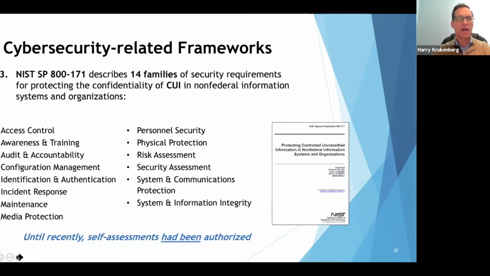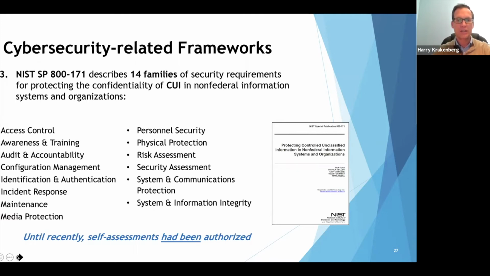And that is governed by NIST Special Publication 800-171. Now, 800-171 describes 14 families of security requirements for protecting the confidentiality of CUI in non-federal information systems, so those that are owned, managed, and administered by contractors and the like. And you can see the 14 families are listed there.